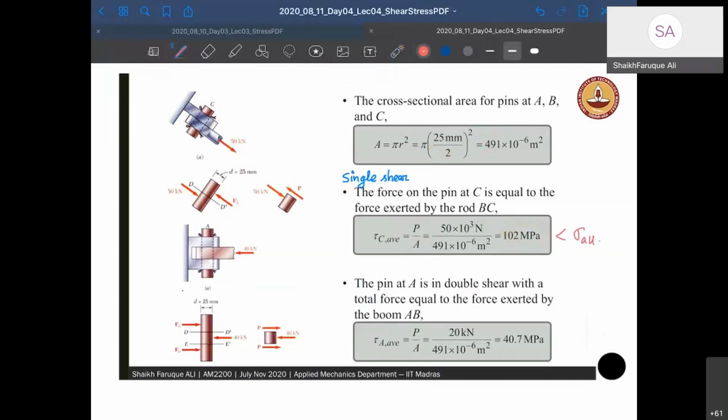If it is of the same material, right? So you have to check also, the pin may be of different material. So if the sigma allowable of the pin is given, then you have to check with that. Now let us look at this. This is single shear. And this is double.